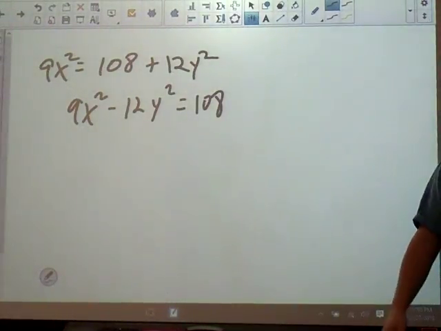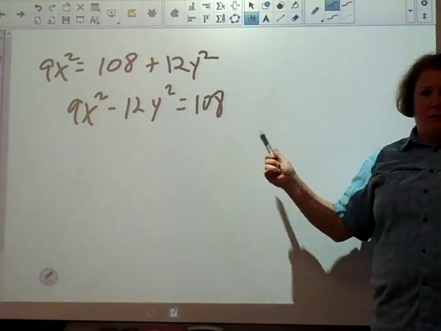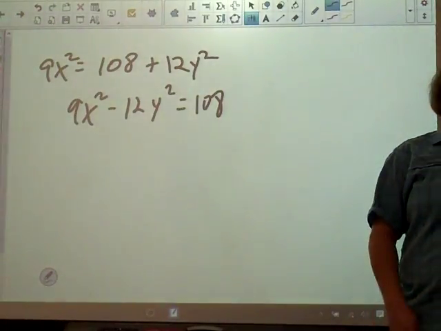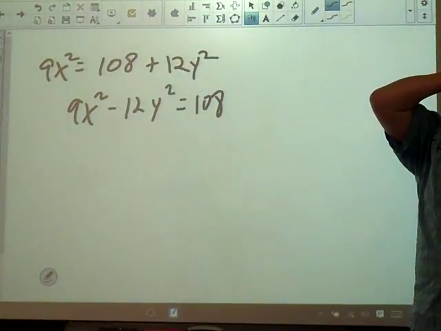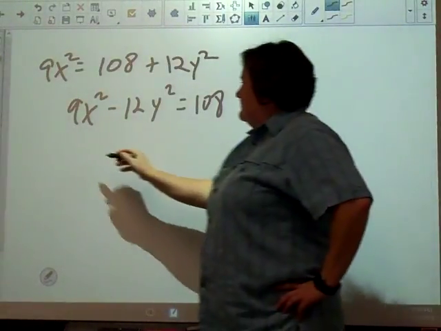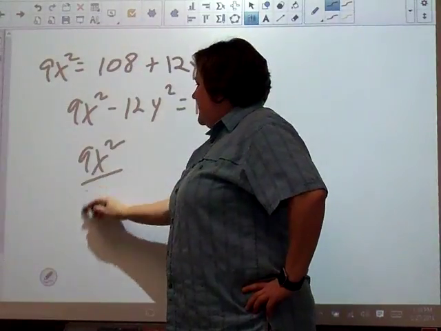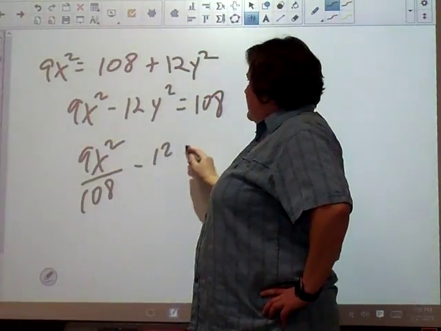I got so aggravated first period, somebody said subtract 108. 108 minus 108 is not 1, Buttercup. I mean, I didn't know what else to tell them on that. So it would be to divide by 108. So I'm going to divide everything by 108.